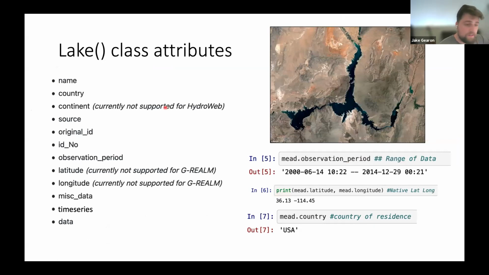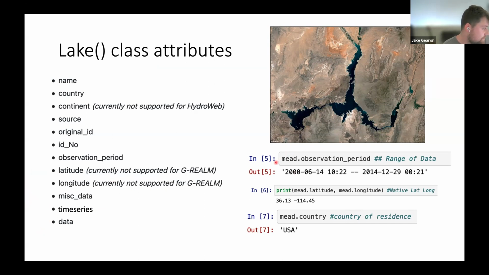And these are all the things that come pre-configured with LakePy. So Lake Mead will have its name, its country, its continent, except not for HydroWeb lakes, the source, so the original database, its original unique ID from the database, our unique ID, the observation period, lat long, except for Gearon lakes. I'm working on that. Any miscellaneous data that is sent through, but we don't have use for right now. A time series of the water levels, and then the entire data frame from the database.